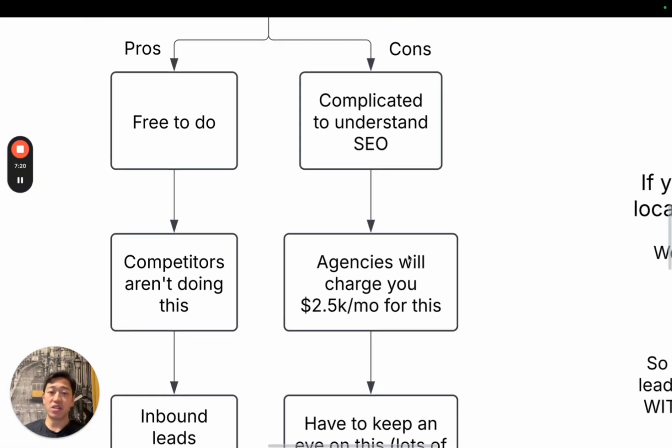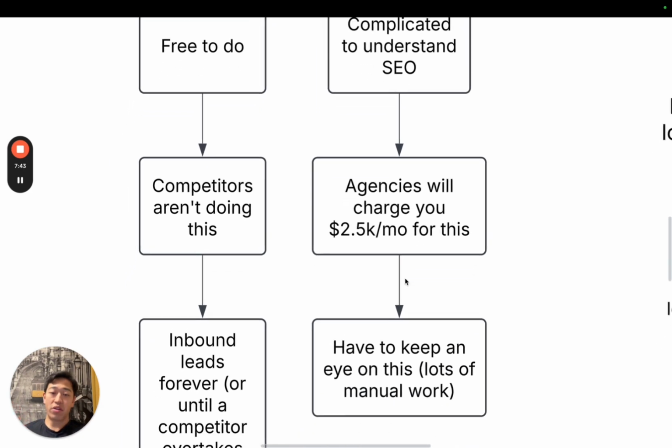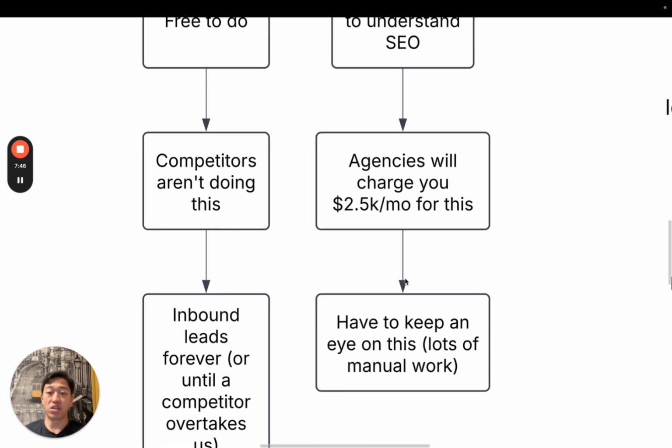But the con of this is it's definitely complicated to understand all the nuances of SEO. And that's why agencies will approach you and have you pay $2.5K a month for all of this. However, you can do this all for free. I could show you later how you can do this all for free. But another thing is you do have to keep an eye on this. So it's a lot of manual work. That's why these agencies will charge you $2.5K a month for a 1-year contract, because it's a lot of work to just see what ranking you are. How do I modify the pages? How do I build backlinks? It's all very complicated, but you could do this all yourself if you wanted to.